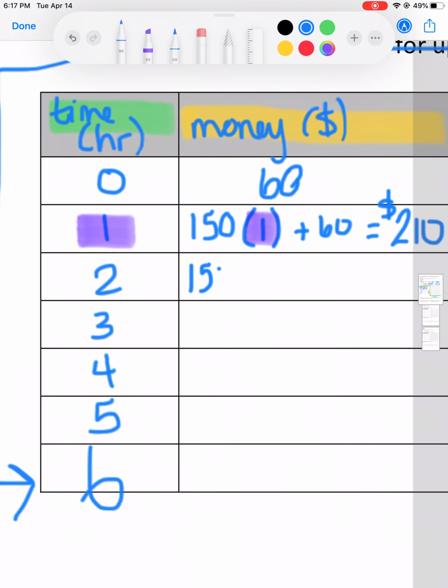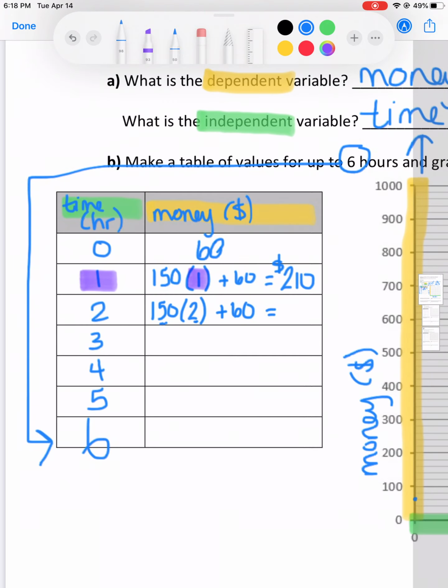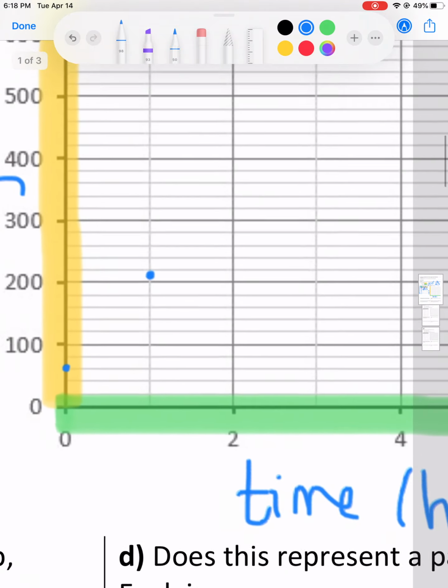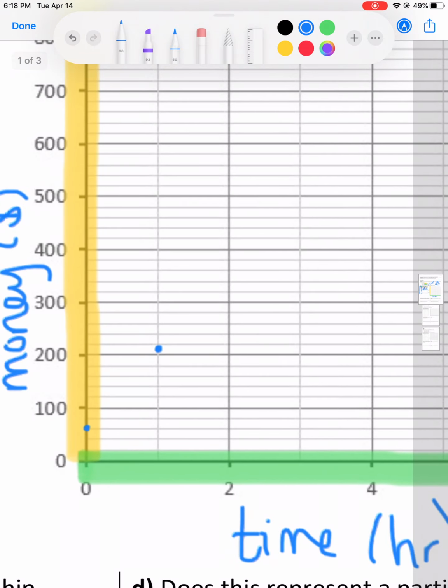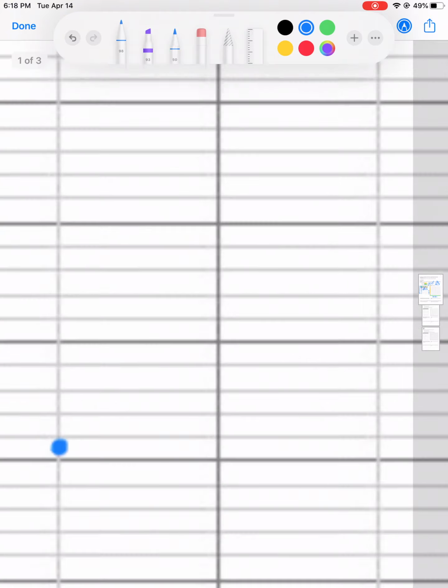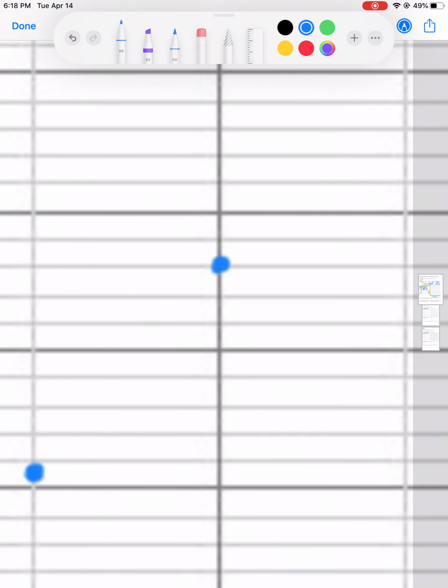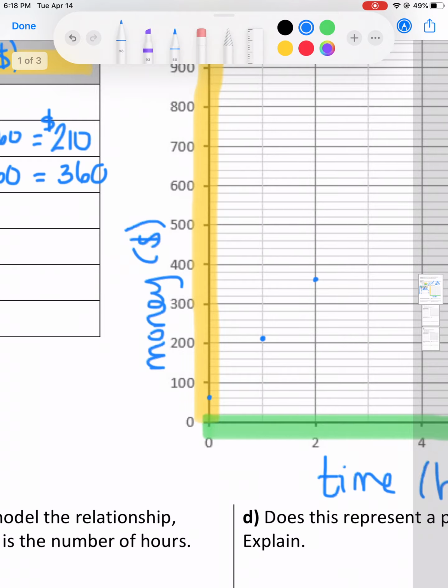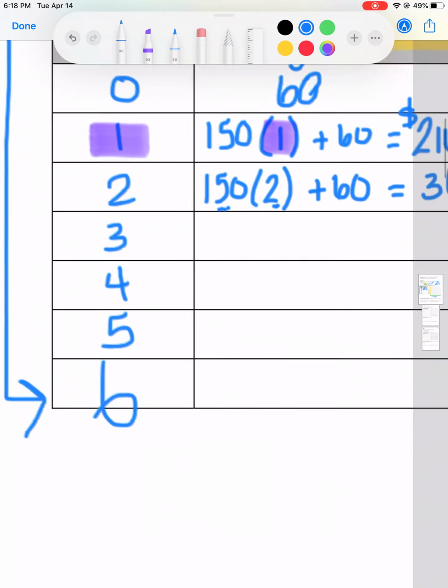Let's do it again. 150 times 2 hours, because it's $150 per hour. What's 150 times 2? 300, plus another 60 is $360. Okay, so again, here's my time for 2 hours. 2, 4, 6, 8, 10. Good.